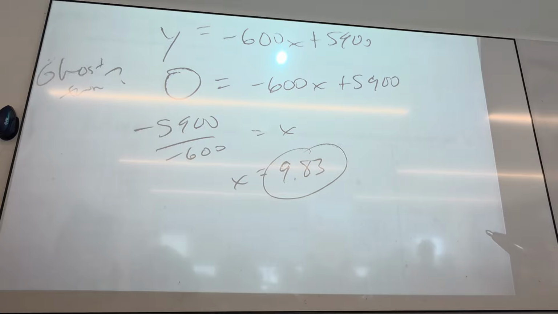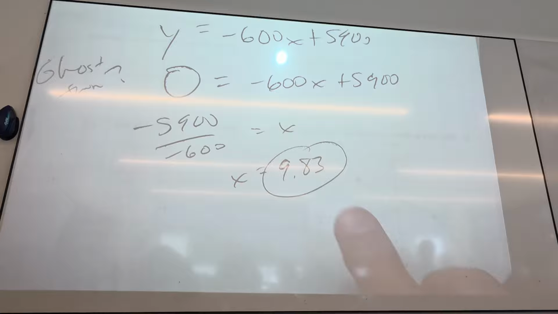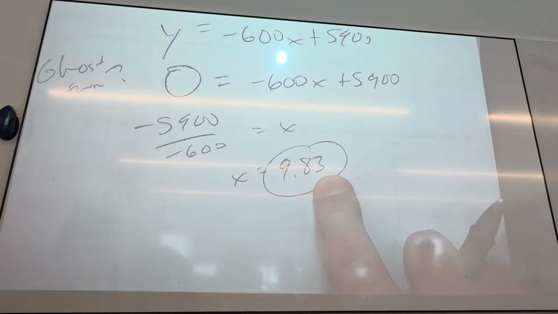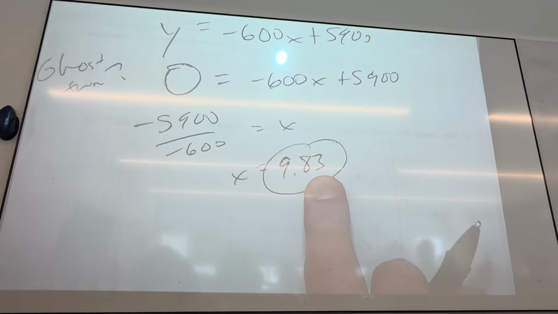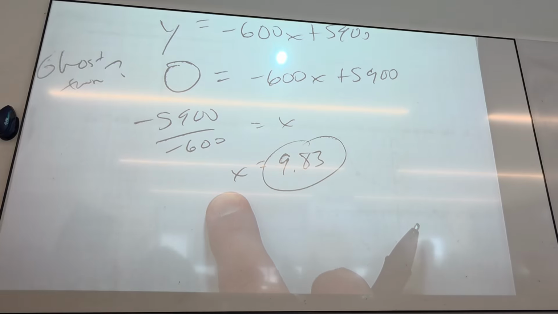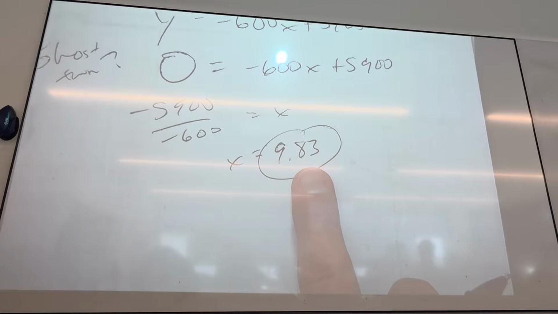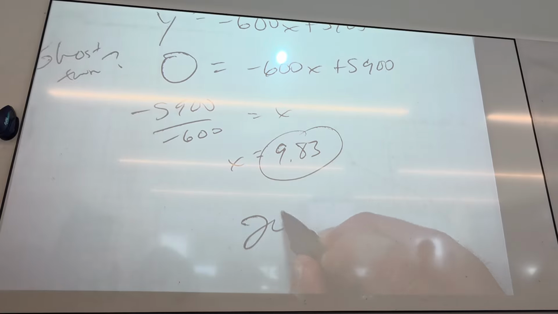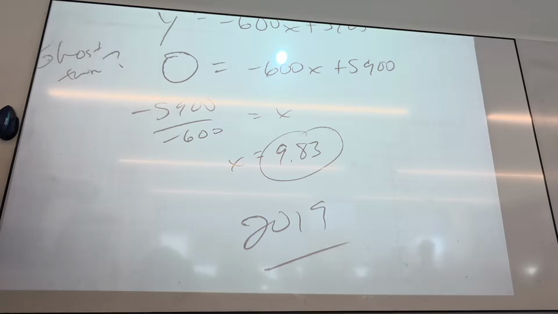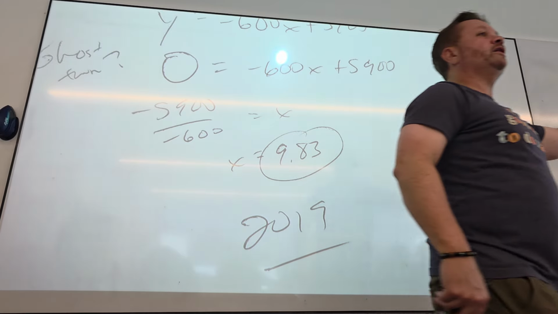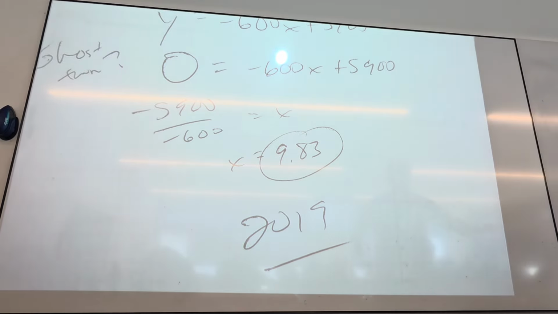But what does this mean? Is it the year 10? Is it the year 9.83? Is this the 9th century? How did we define x? Years since 2010. So what year is this? 2019. Towards the end of 2019, right? 0.83 is towards the end. So towards the end of 2019, this town is gone. Everybody gone. You with me? And you just go in and pick a house. Sounds good to me.